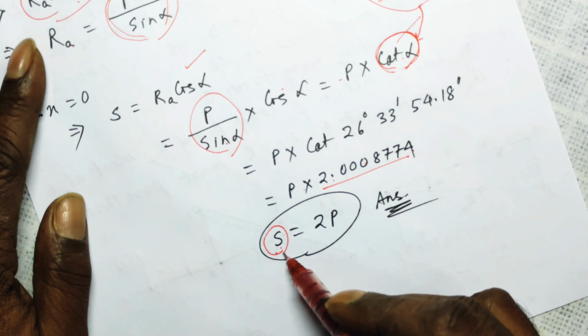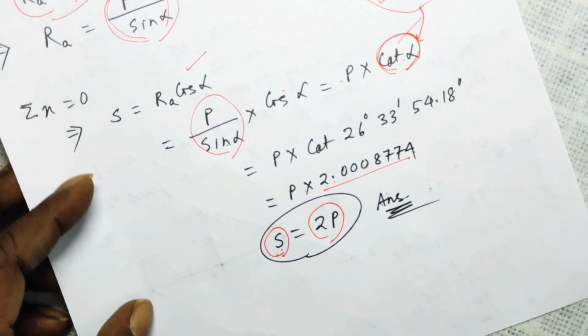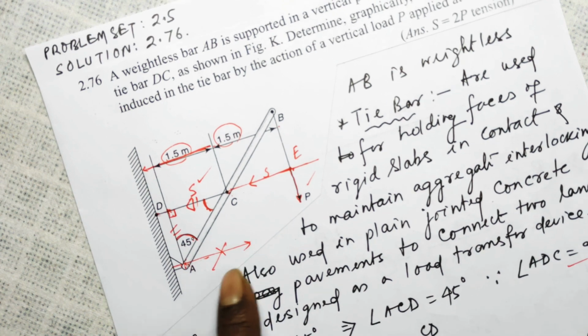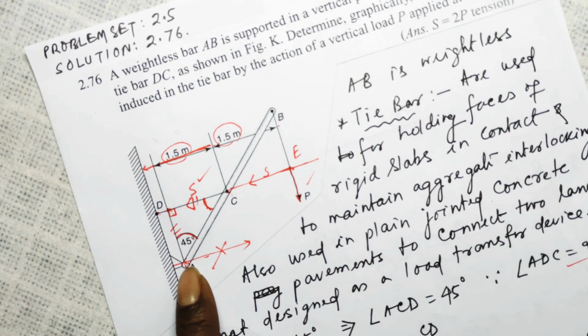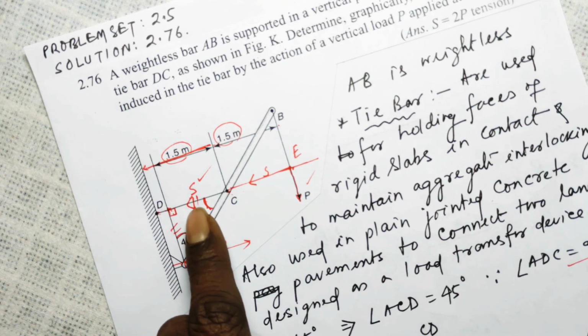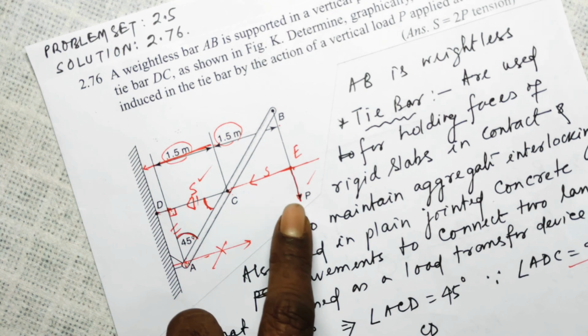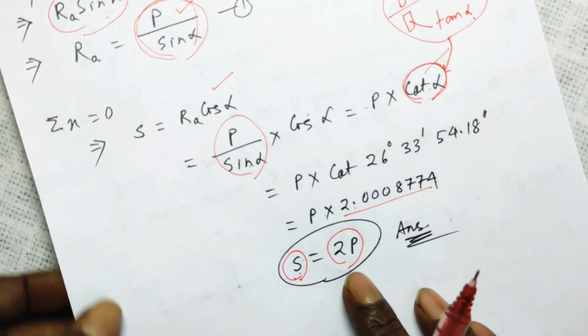So the axial force S developed in the tie bar is 2 times the load P that you are applying at the end B for the weightless bar AB to be in equilibrium, and the tensile force developed in the tie bar S is equal to 2 times P, 2 times your applied load P.